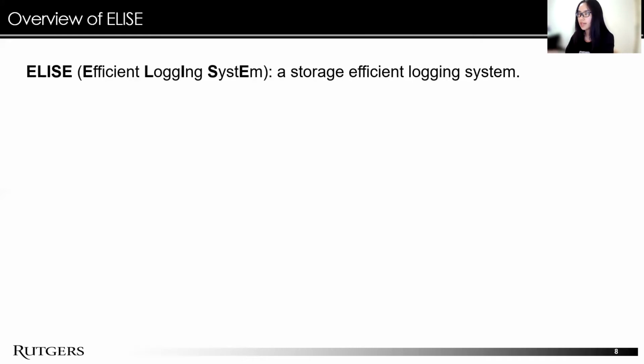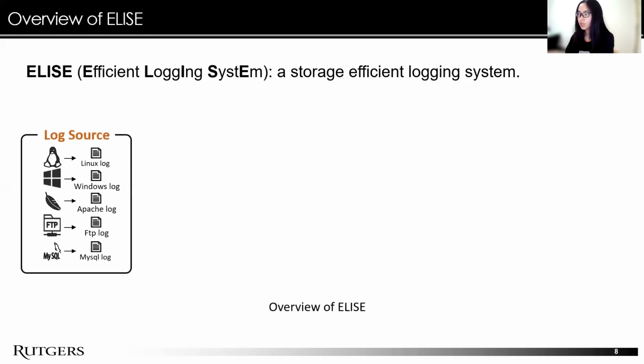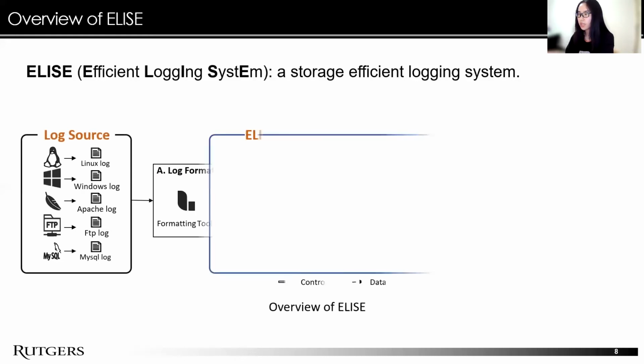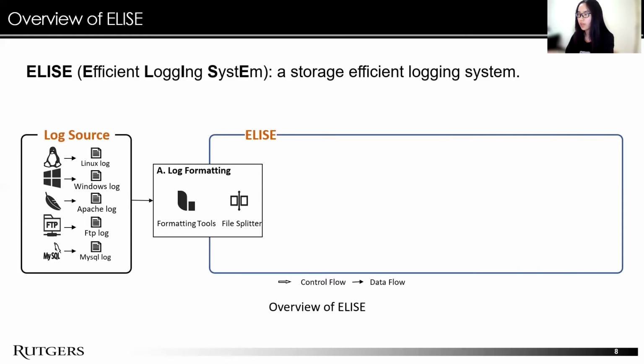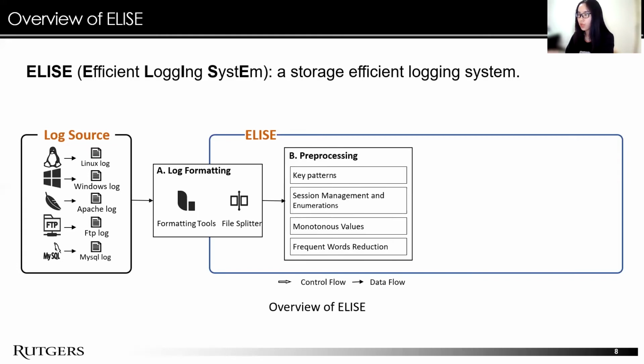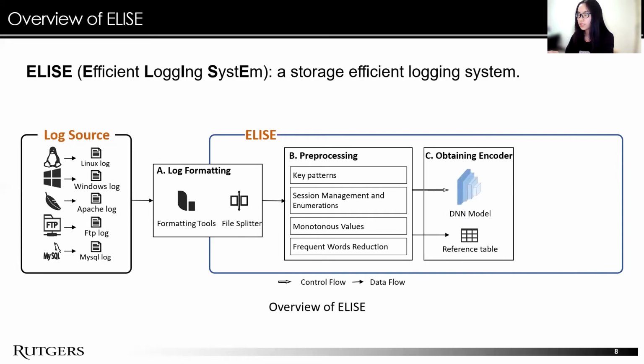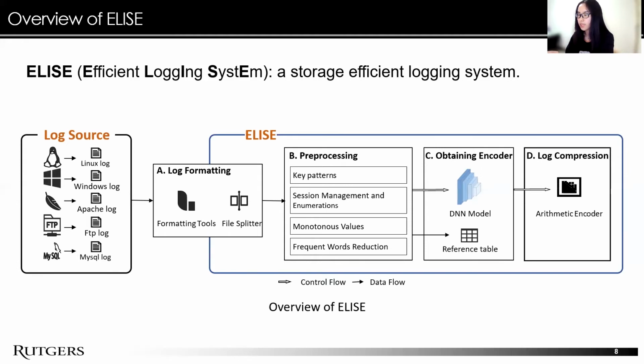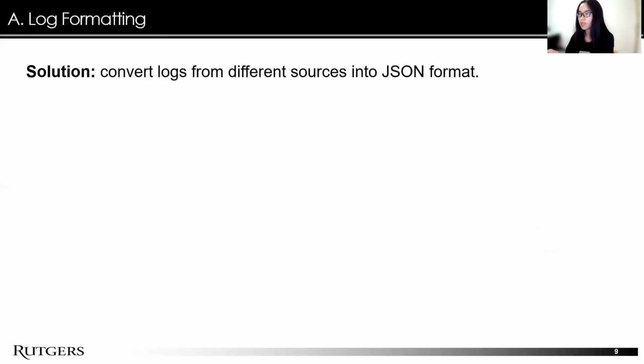Our system, which is called ELISE, consists of four components. First, it receives logs from different sources. A log formatter then converts logs into JSON files and splits the file into several parts for more efficient processing. Then we design several processing rules to remove log redundancies and create a reference table for these rules. After that, we train a deep neural network encoder. And finally, the arithmetic encoding algorithm takes the prediction from the model as the input, encodes, and compresses log files. The final compressed artifacts consist of the model, the reference table, and the compressed file. In the following slides, I will introduce each component of ELISE.